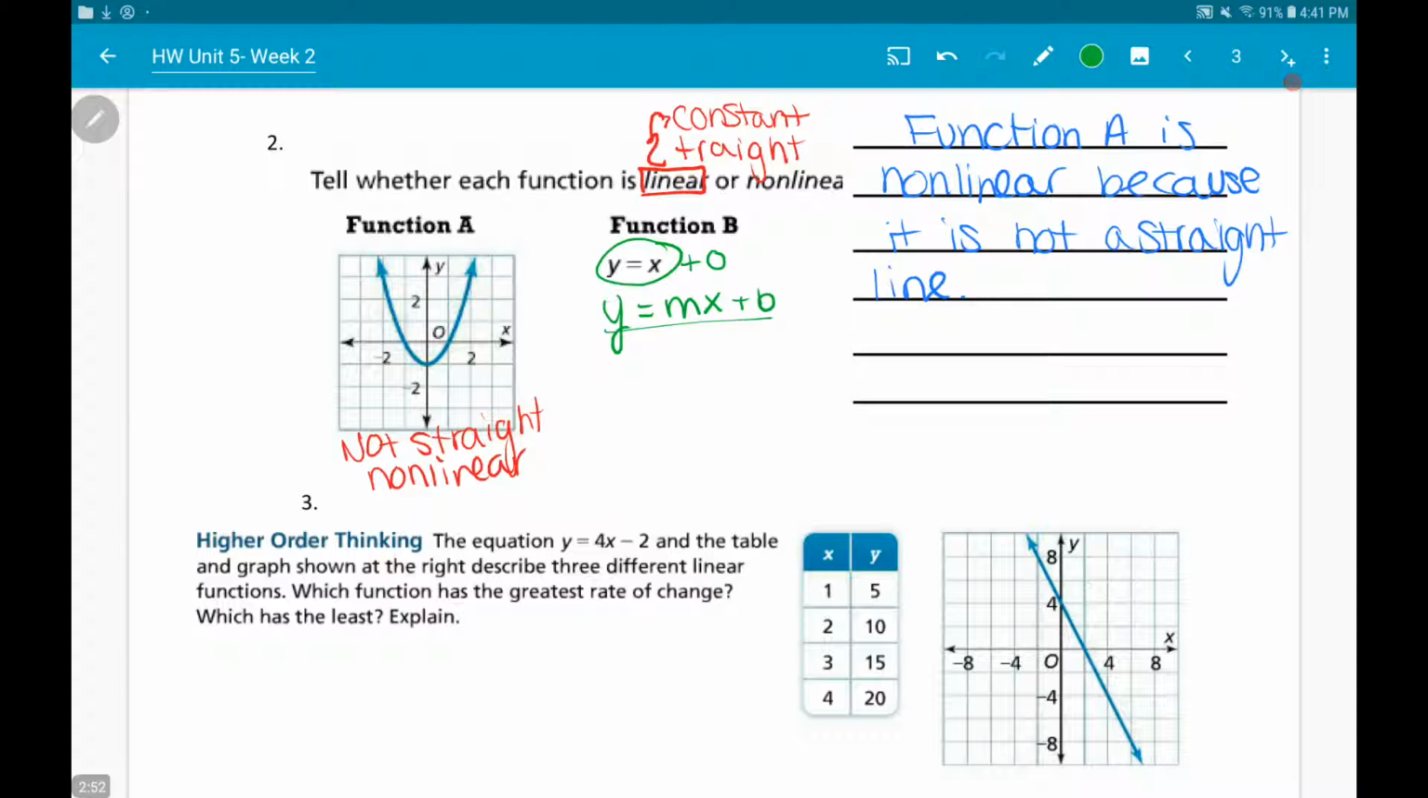So when it is in this format, without even looking at the graph, I can tell that it is linear, okay, because it is in slope-intercept form. You can also take a look at the graph, and you would see that when you plot it, it is a straight line.